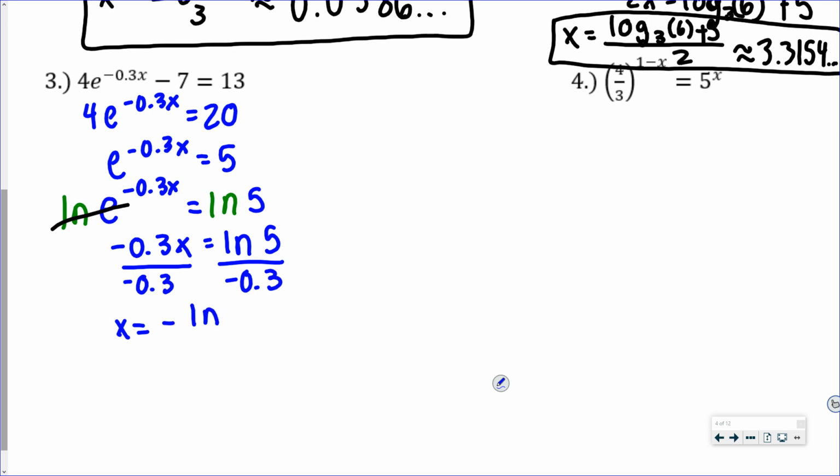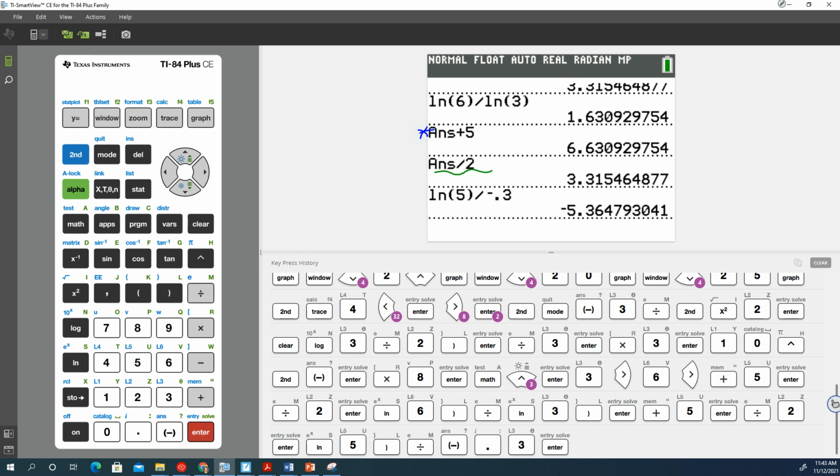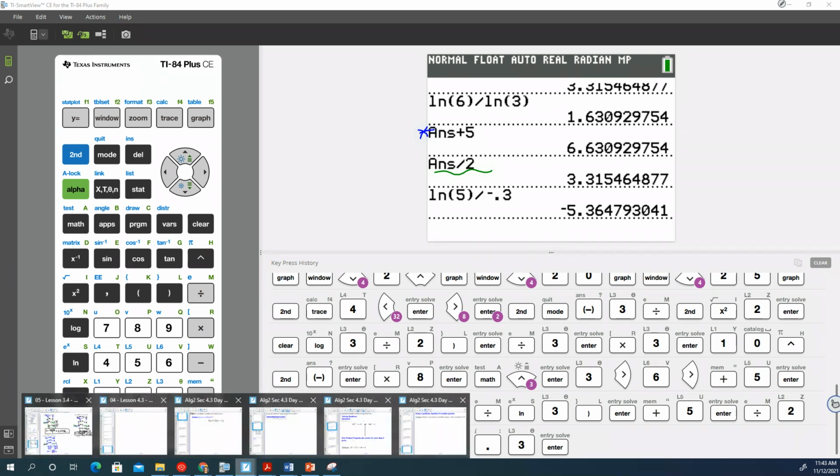So here's the exact answer, technically. I would just do in my calculator the natural log of 5 divided by negative 0.3. There's our approximation.